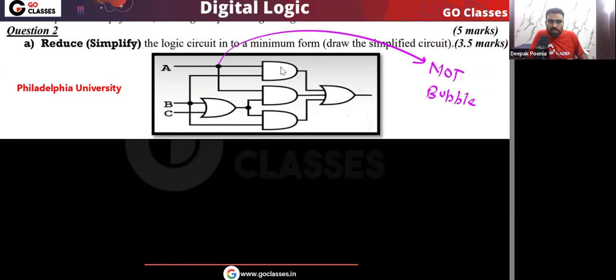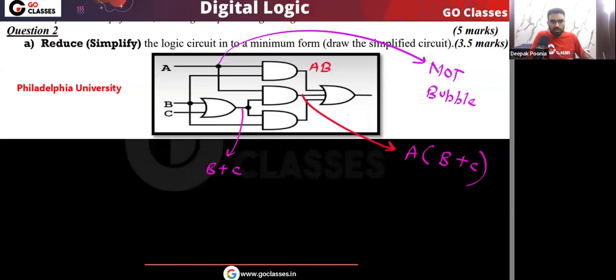Okay. Now let's see. For this AND gate, what is the output? One of the inputs is A and another input is B, so the output is AB. Let's see the output of the second AND gate. One of the inputs is A. And another input, if you notice, is B or C. Yes or no? Because this is B or C. So you can see the other input is B or C. Okay, clear?